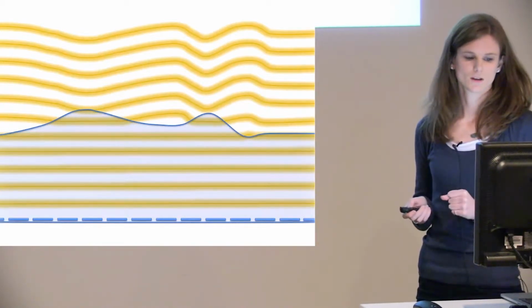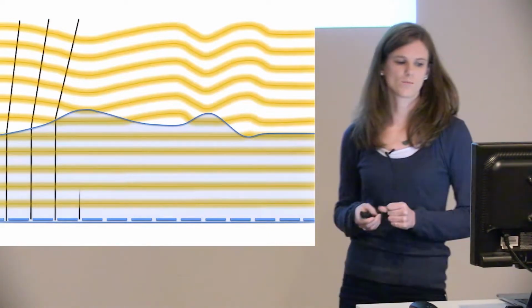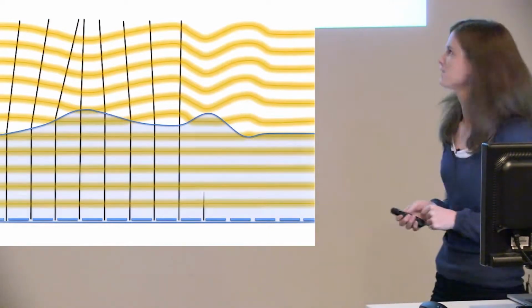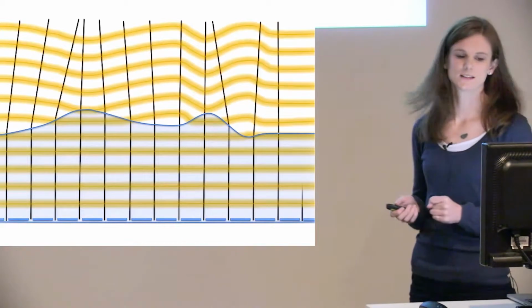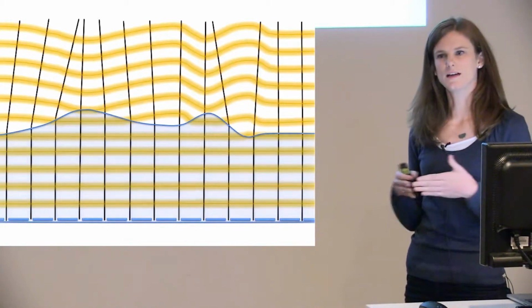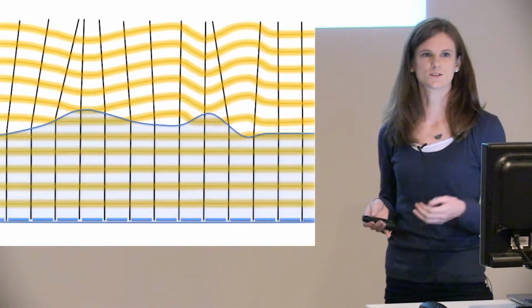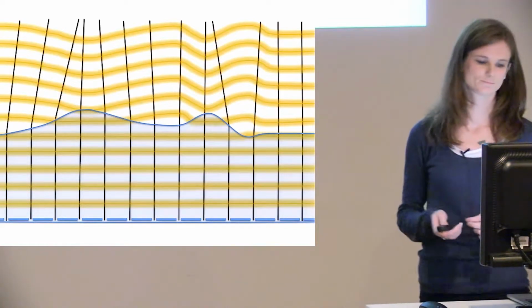So if we drew some lines coming from the grout lines between the tiles, we would see that some of them are going to start to bunch together and others are going to look like they're further apart. So we're going to see these distortions to the tile patterns.